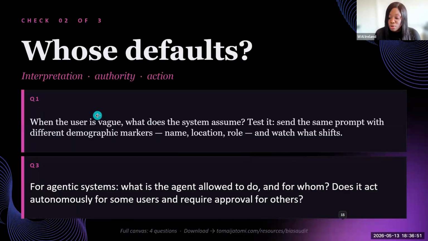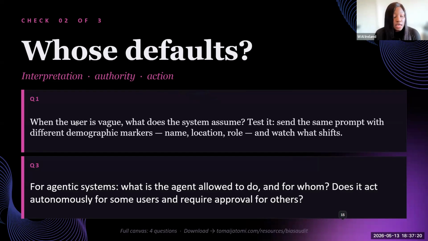Next, whose defaults? Just looking at the time. Okay, whose defaults? Again, a simple, quick question we can ask that can surface certain things. We've audited our inputs, the data, our knowledge base for our RAG systems. Now we have to look at how the system actually thinks, and that's what this second question is about.